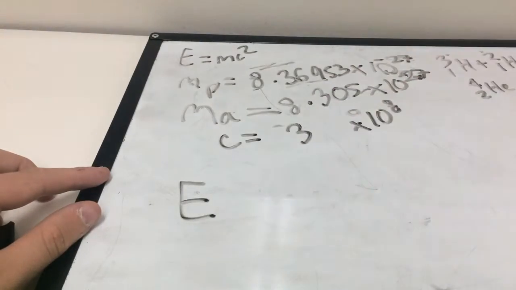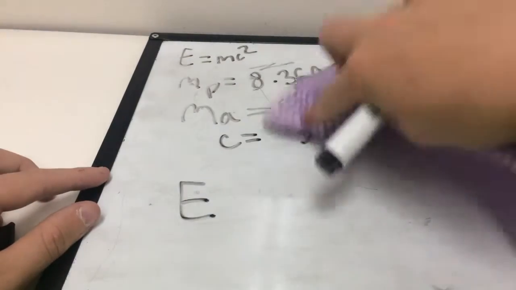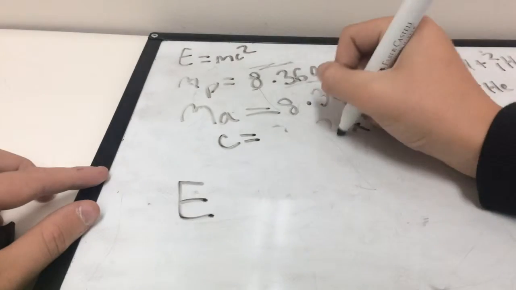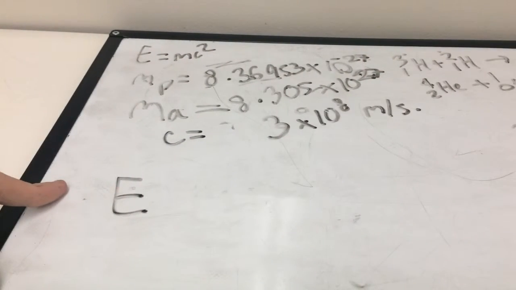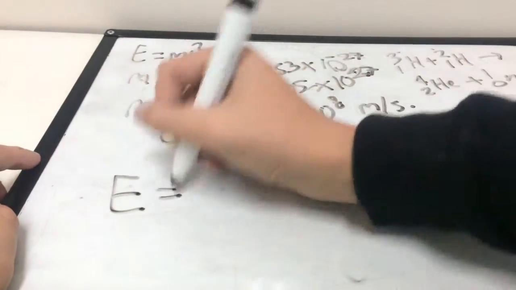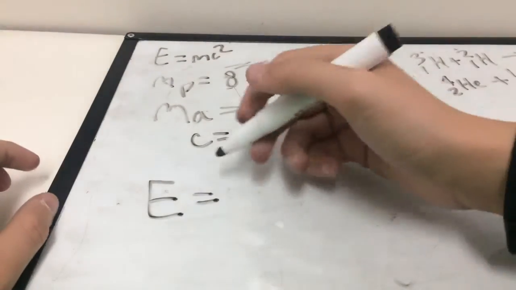3.03, it doesn't really matter. It's always just a decimal. I'm just going to write it simply as 3. We've just broken the 20-minute mark. It's alright. 3 times 10 to the power of 8 meters per second. E is going to equal mc squared.